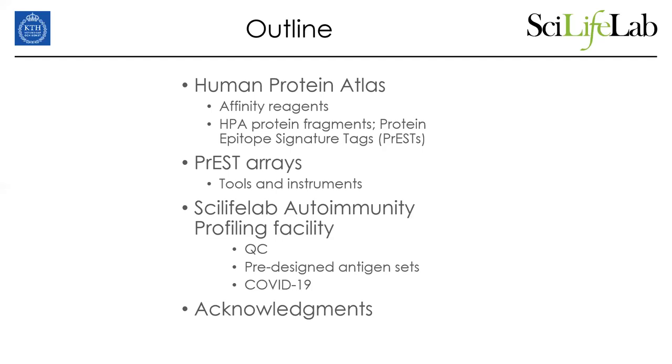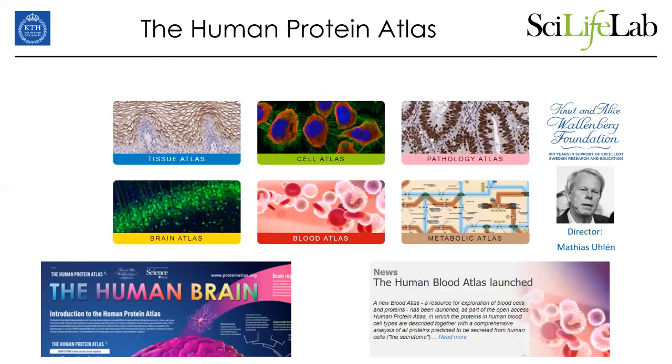So the Human Protein Atlas, I think most of you know what the Human Protein Atlas is, but to short recap, it started I think in 2003 with the aim of mapping the presence or whereabouts of all the proteins in human tissues. And now today there are multiple atlases in the Protein Atlas. There's tissue atlas, cell atlas, cancer atlas or pathology atlas, brain atlas and so on. And this is a continuing project that's still ongoing.